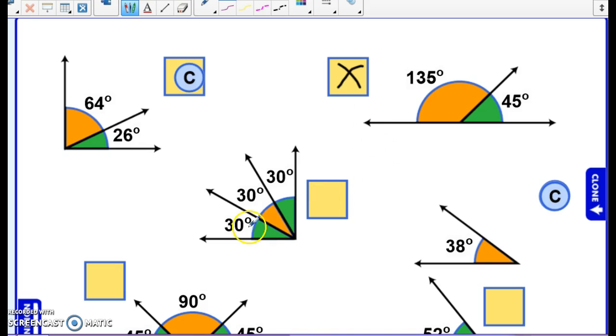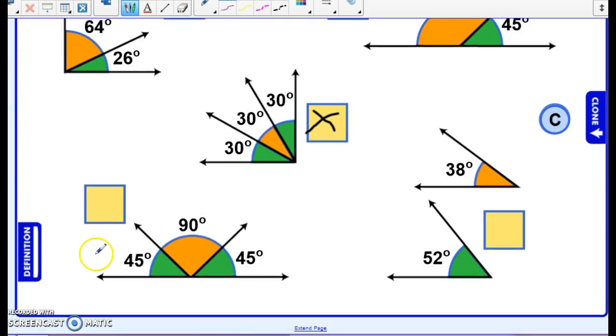Over here we have a 30, a 30, and a 30. Even though that does add up to 90, if you remember our definition, it could only be two angles. So that has three angles, so that is not going to be a complementary angle. And if we go down here, we have a 45, a 90, and a 45. That is going to be more than 90 degrees, so it is not a complementary angle.